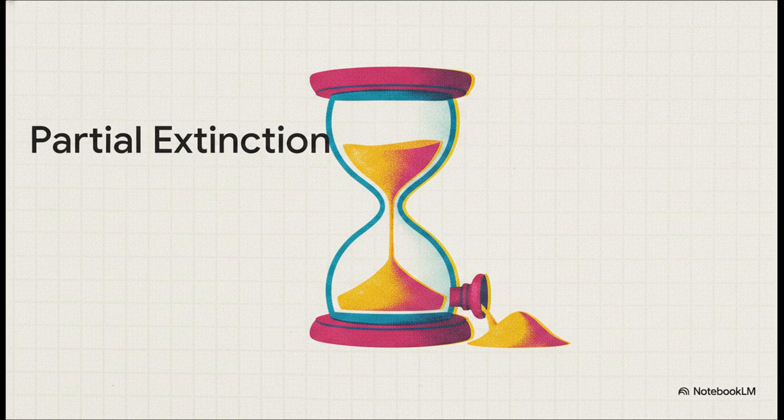Then you have partial extinction. This is where the slate isn't wiped entirely clean, but the penalty is significantly reduced. This happens through executive clemency, like a conditional pardon or a commutation of the sentence. Offenders can literally earn their time back through the Good Conduct Time Allowance, or GCTA, and through parole. In these cases, good behavior becomes a very real currency.